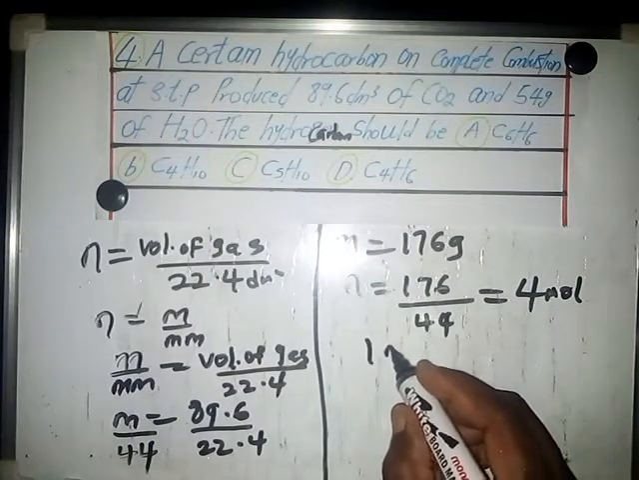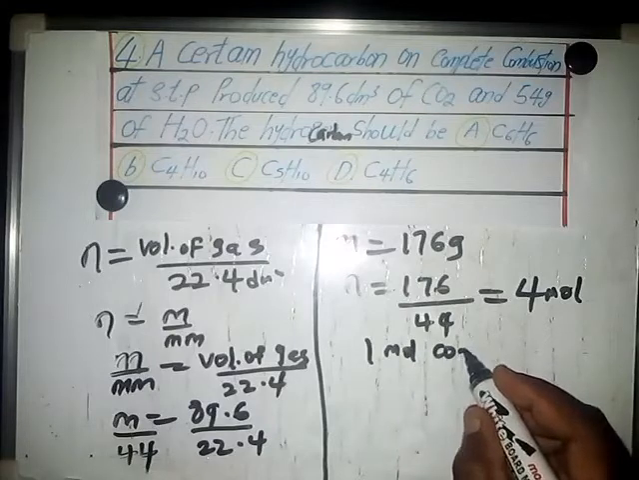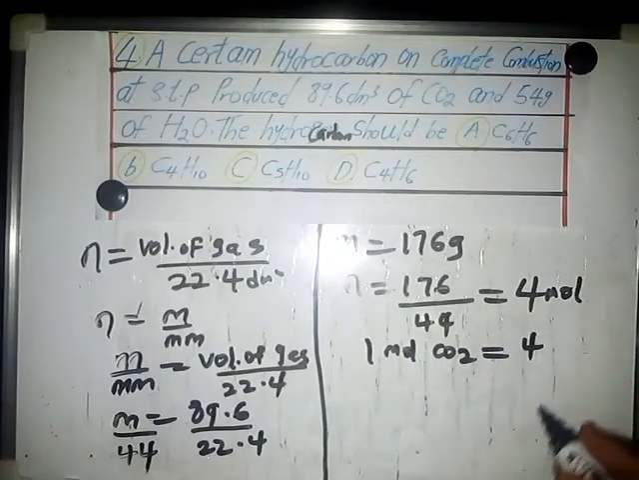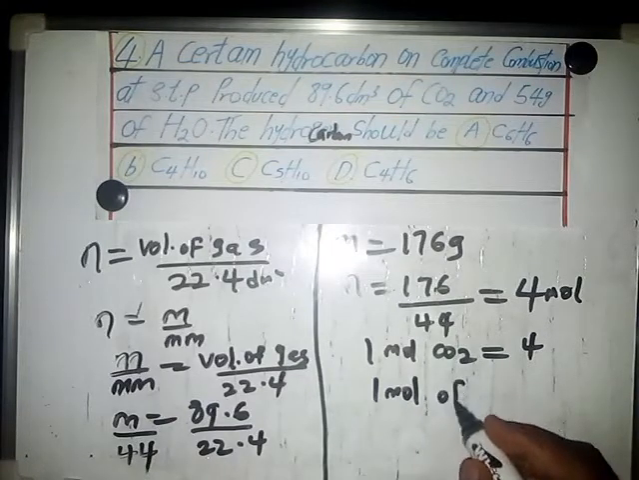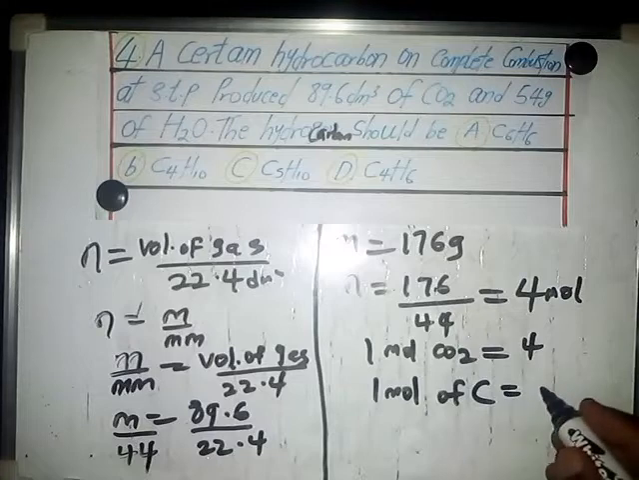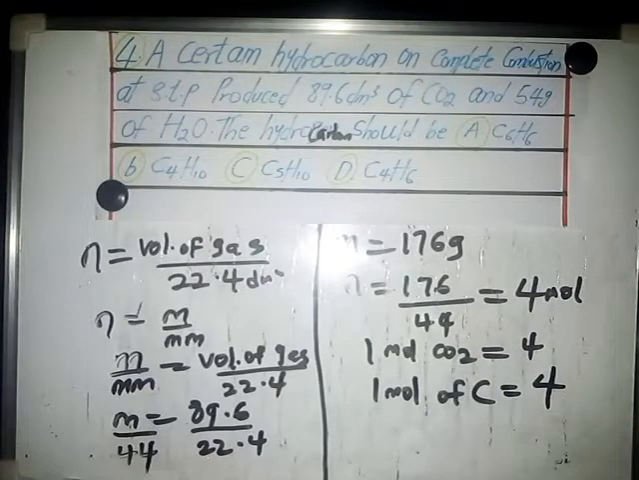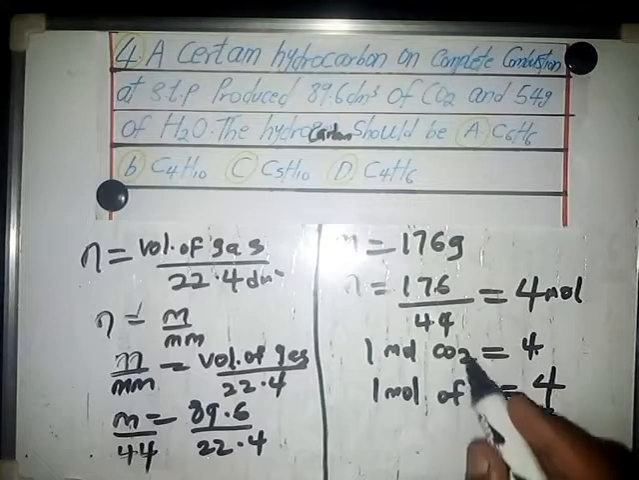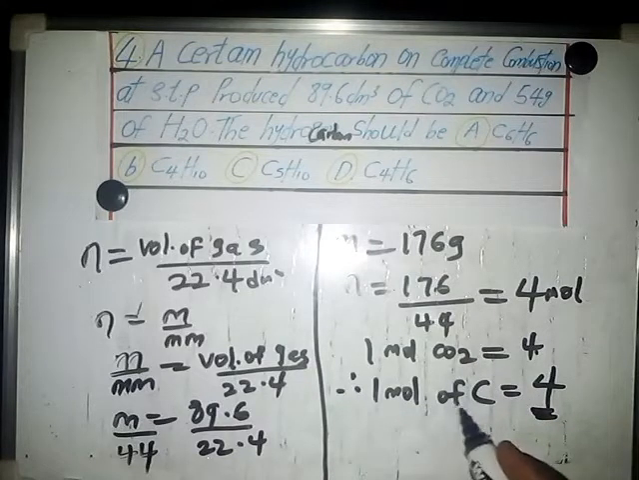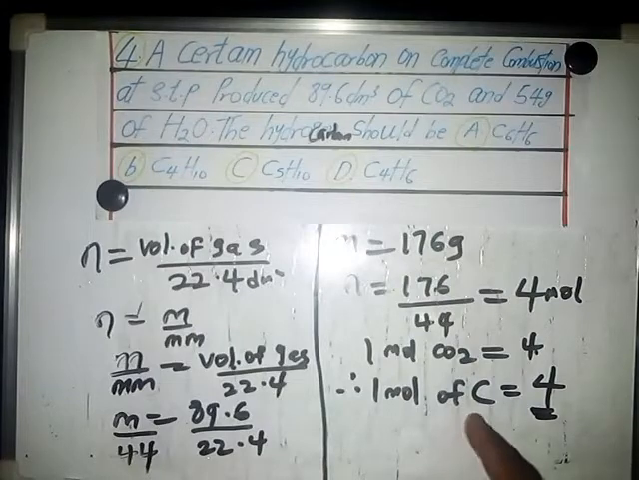Since 1 mole of CO2 is equal to this 4, that means 1 mole of carbon will also be equal to 4. Since 1 mole of CO2 is 4, from what you have calculated here, meaning 1 mole of carbon will also be equal to 4. So we calculate the mole for carbon from this CO2.